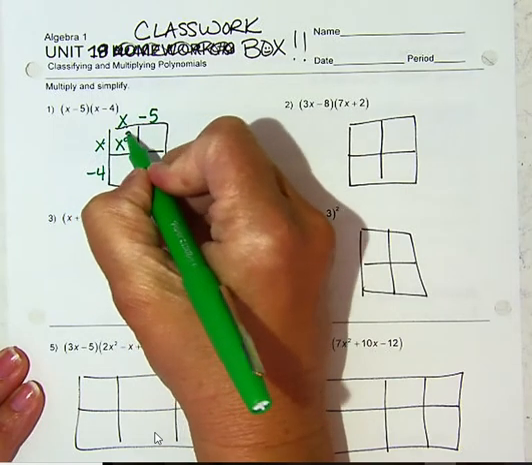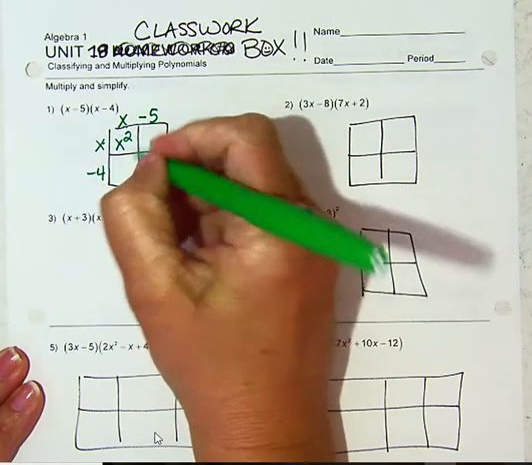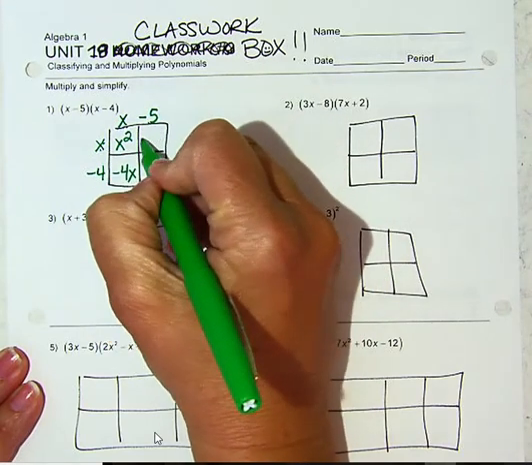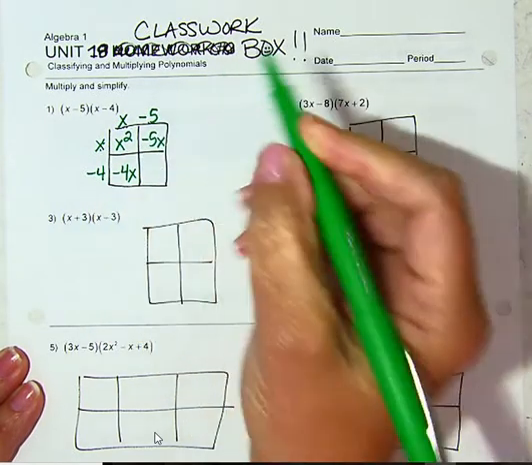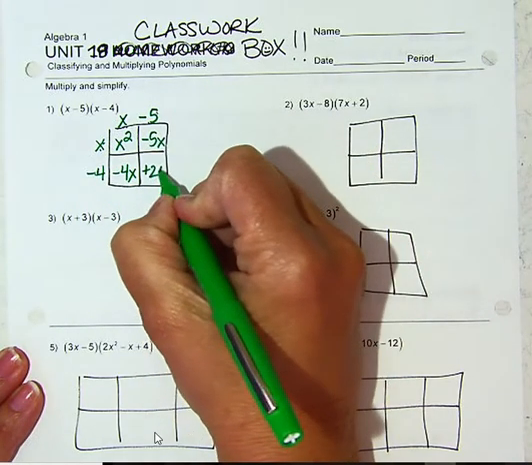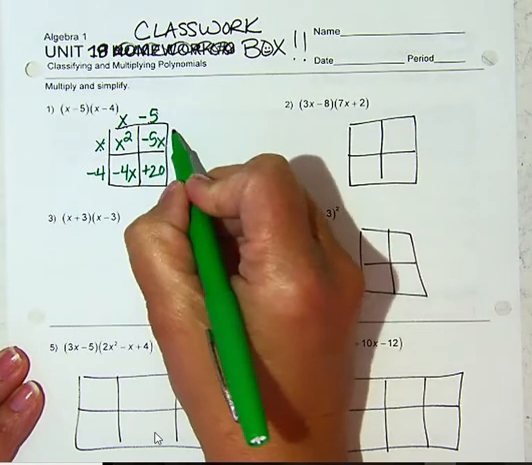X times x is x squared. Negative 4 times x is minus 4x. X times negative 5 is a negative 5x. And then a negative 5 times a negative 4 is a positive 20. I like to put my signs in there so I don't forget.